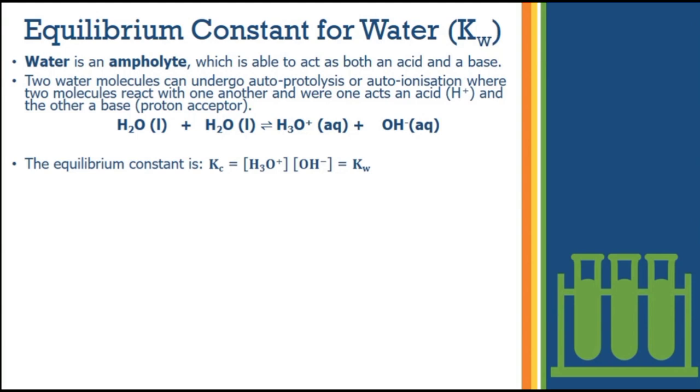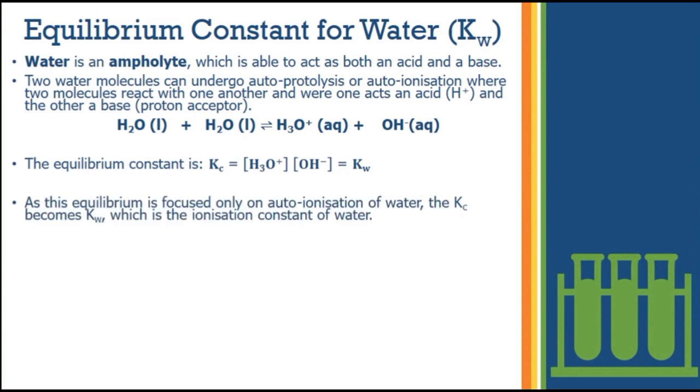Why is the denominator 1? Because on the left-hand side of the equation, we have two substances that are in the liquid phase. And as you know, liquids and solids are assigned the number 1 in the Kc expression. And that's why the ionization constant of water is the concentration of the hydronium ion multiplied by the concentration of the hydroxide ion. And we call that now the Kw value. So we move away from Kc, we move to Kw. So remember, we had Ka for the ionization constant of an acid, Kb, the ionization constant of a base. Now we have Kw, the ionization constant of water.